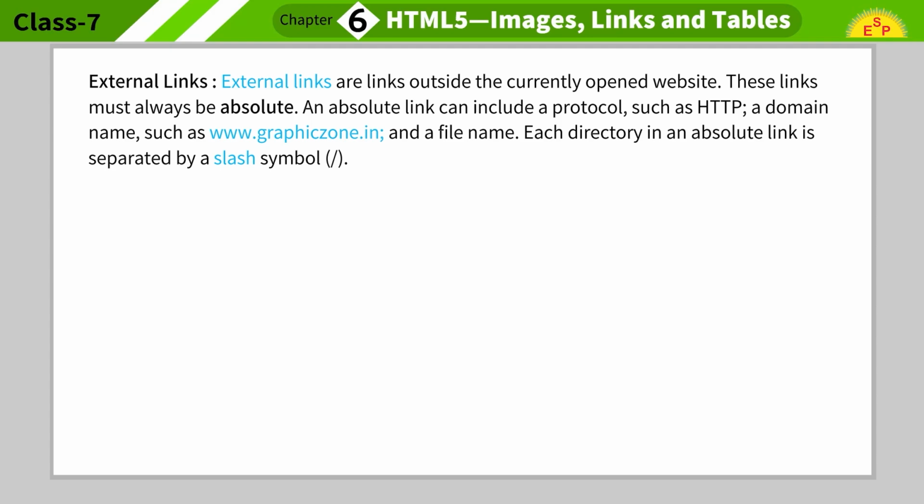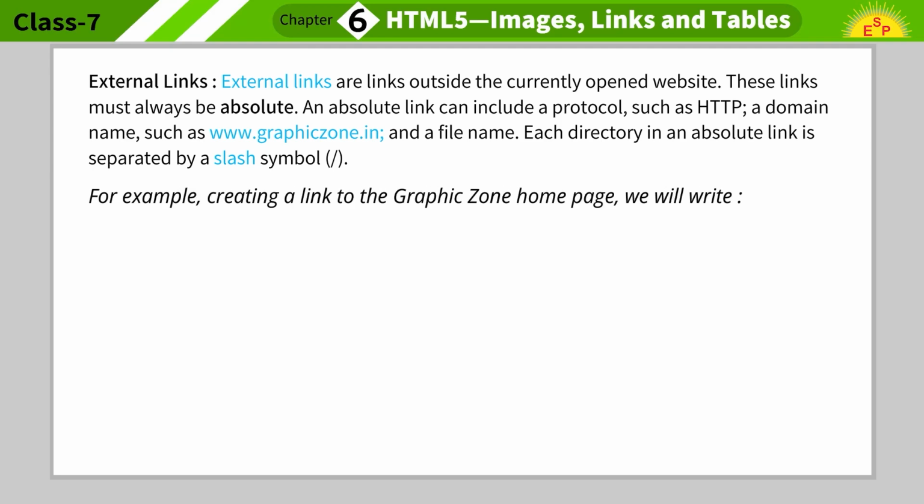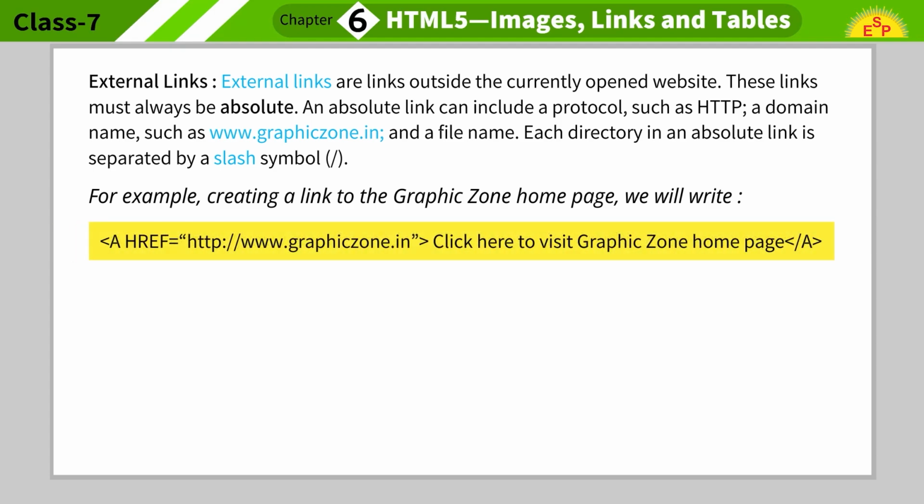An absolute link can include a protocol, such as HTTP, a domain name, such as www.graphiczone.in, and a file name. Each directory in an absolute link is separated by a / symbol. For example, to create a link to the Graphic Zone home page, we will write href is equal to http://www.graphiczone.in, "Click here to visit Graphic Zone home page", followed by the closing anchor tag.